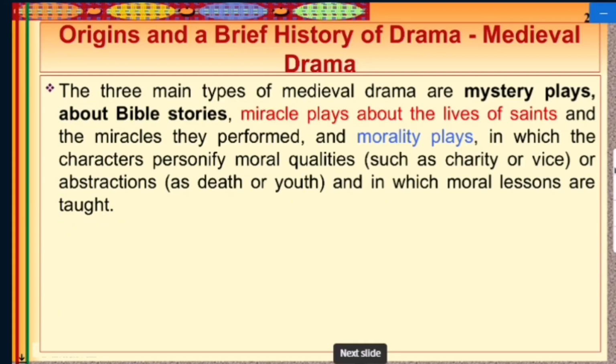The three main types of medieval drama are mystery plays about Bible stories, miracle plays about the lives of saints and the miracles they performed, and morality plays in which characters personify moral qualities such as charity or vice, or abstractions such as death or youth, and in which moral lessons are taught to the audience.